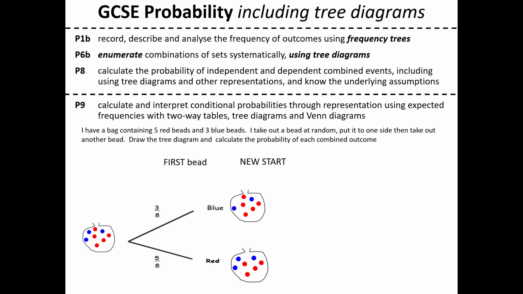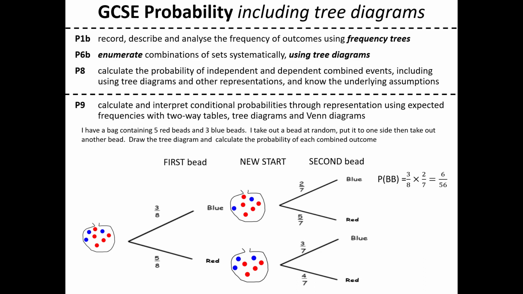I now work out what happens with the second bead. Well, if I'm on the top route and I'm down to 2 blues and 5 reds, I get those probabilities. And on the bottom bag, I get those probabilities. I then multiply everything together and get my final probabilities. Simple, isn't it? Only it's not. If you don't set them up for this right, they will get utterly confused, and I'll show you why.